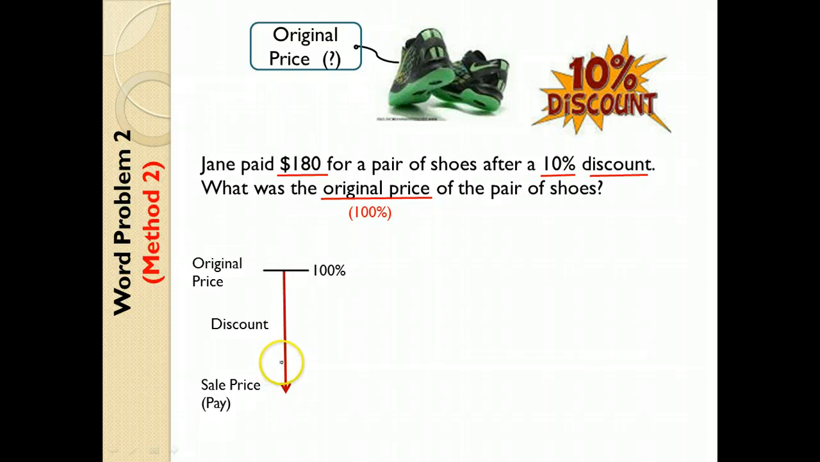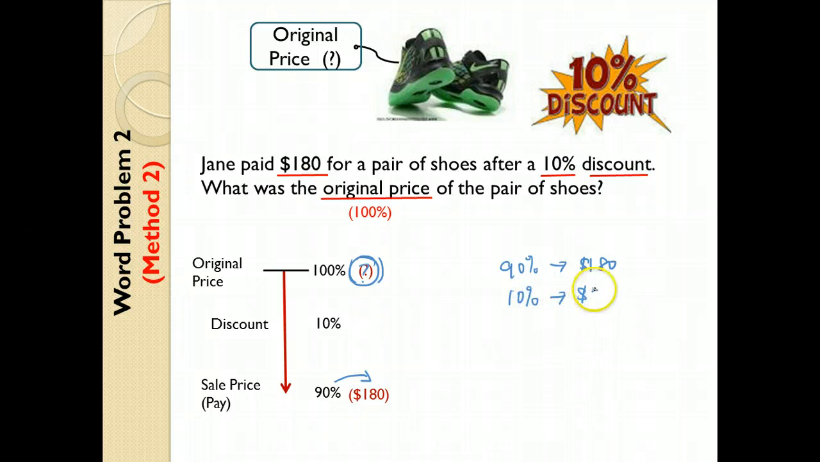Original price is 100%. A discount of 10%. The sale price or the amount paid is 90%. We know that Jane paid $180. So from here, we link that 90% is $180. We want to find the 100%. So we put 10%, which is our $20, and 100% would be our $200. So the original price is $200.